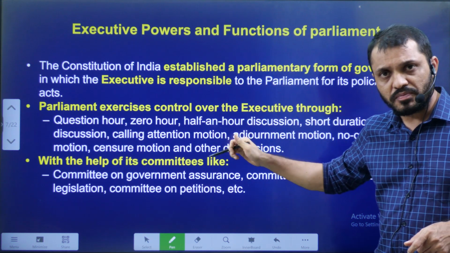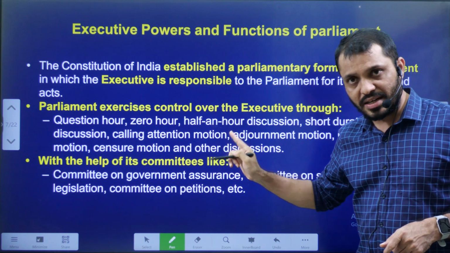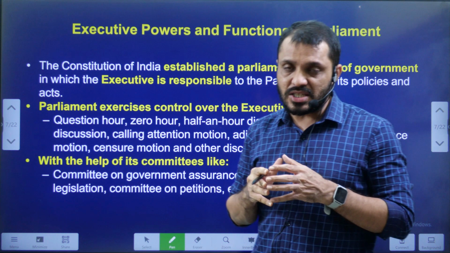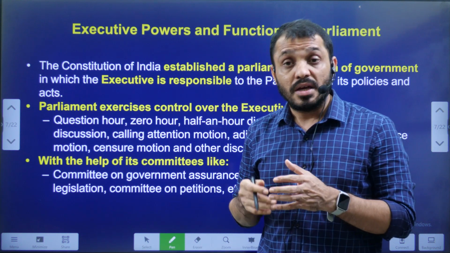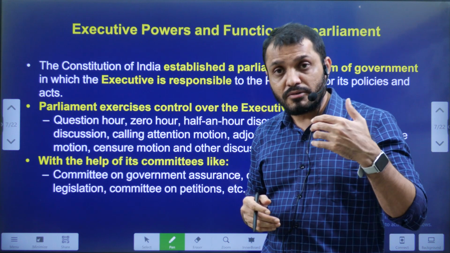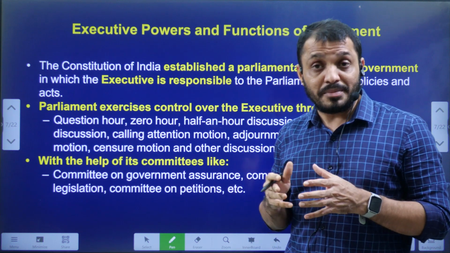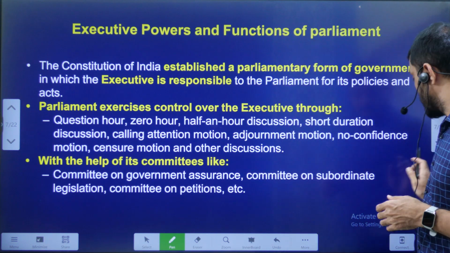Now, I already mentioned through which ways the executive will be controlled by the legislature. In the parliamentary form of government, the main aspect is that the executive is controlled by the legislature, so that the executive will not act arbitrarily and an authoritarian government can be prevented. That makes sure the government is accountable to the house.